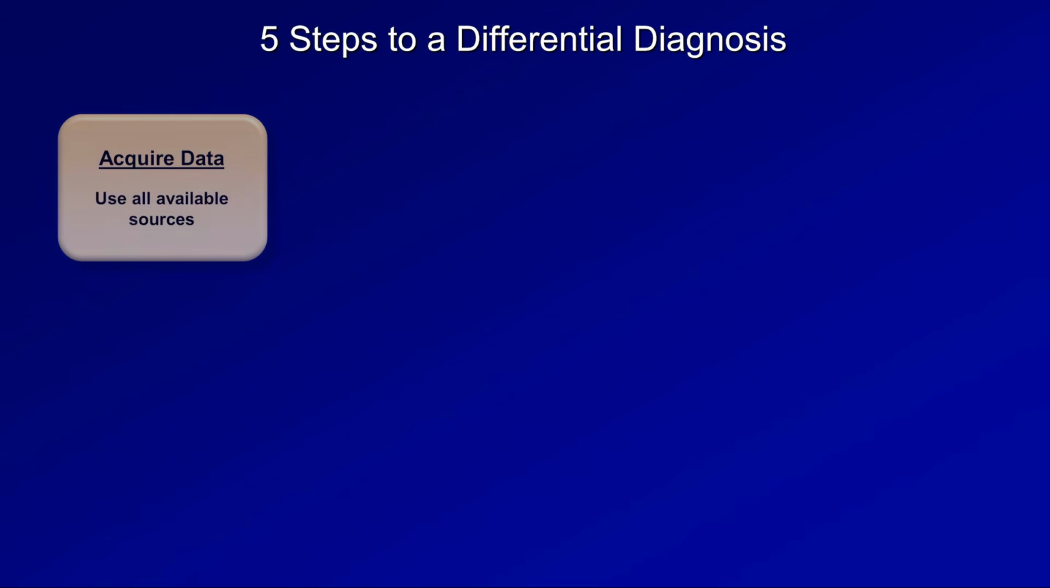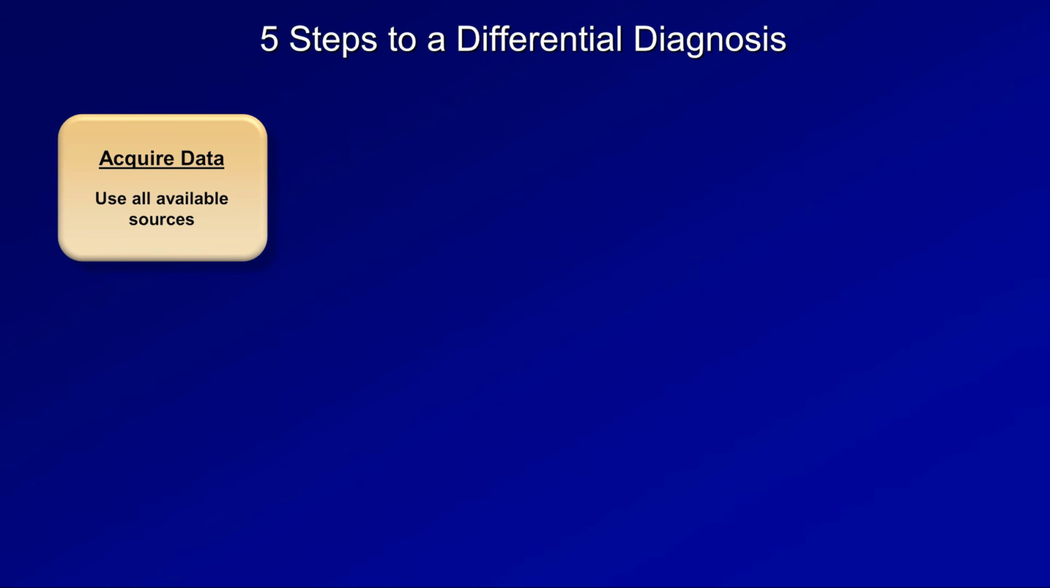The first is to acquire data, and to do this, I recommend that you use all available sources. That includes first and foremost the interview and examination of the patient, but also diagnostic tests and chart review focusing on the medication list, recent primary care notes, and recent discharge summaries. Also, depending on the circumstances, you may consider talking to close family members and friends for collateral information, provided, of course, that the patient consents.